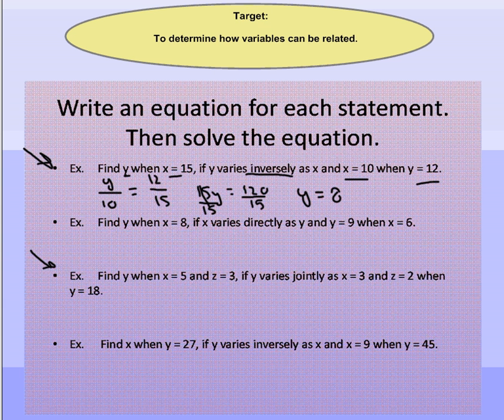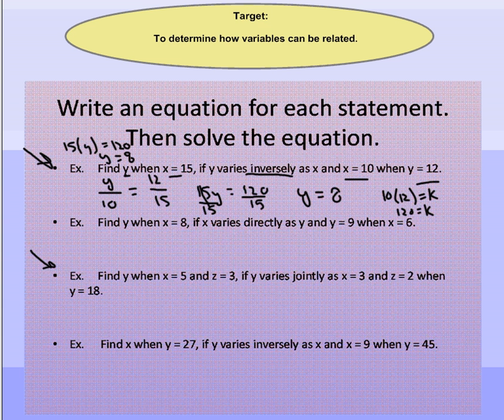In the other situation, if you wanted to set up an equation, you know y is 12 when x is 10. You'd have the 10 times 12 equals your k value. That's the inverse variation equation. So you know that 120 equals your k. So then in this situation, you have x is 15. You want to find what y is. So x is 15. You're trying to find y when the constant is 120, and y would be 8.